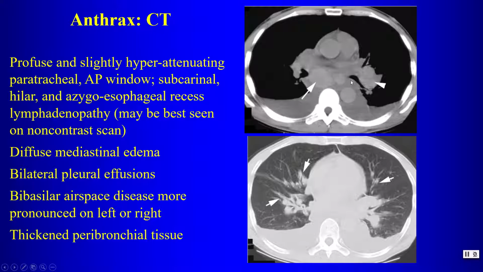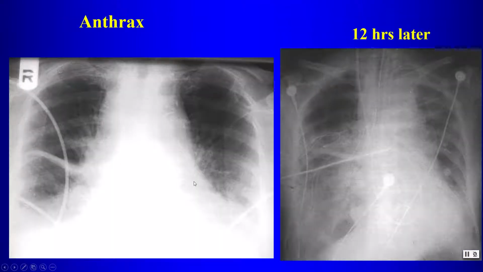And there can be edema within the mediastinum, and there can be this perihilar distribution of opacities like we see here as the infection spreads in the perihilar region. So we get thickening of the peribronchial tissues. You can see pleural effusions can also be commonly associated here.